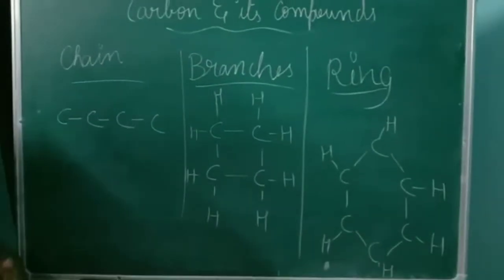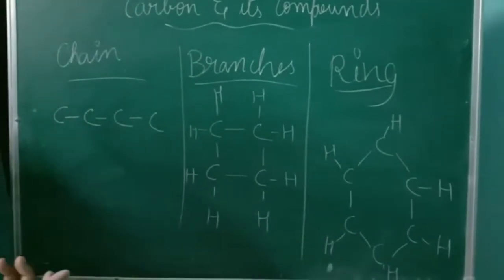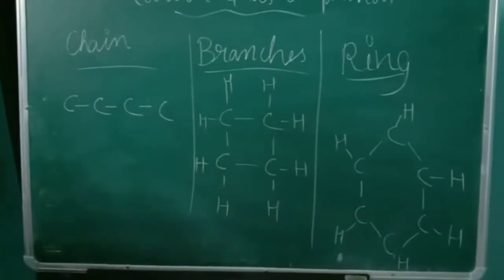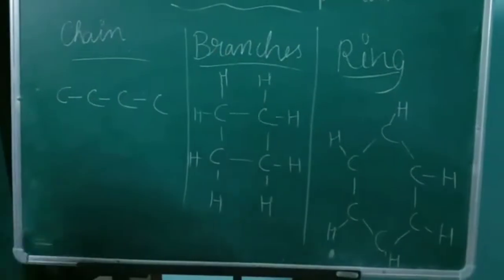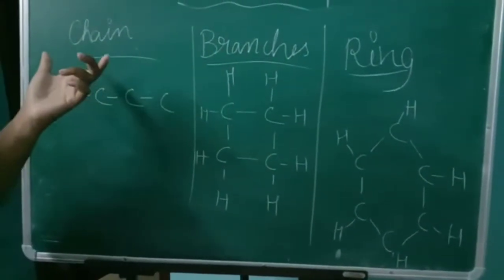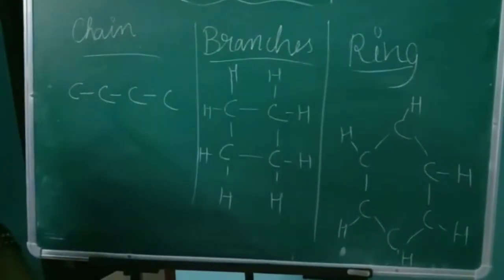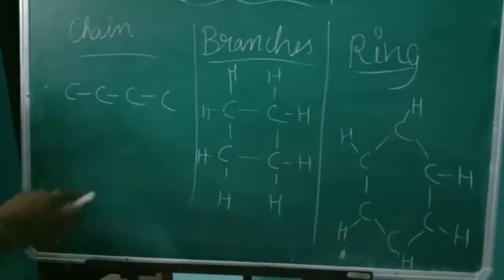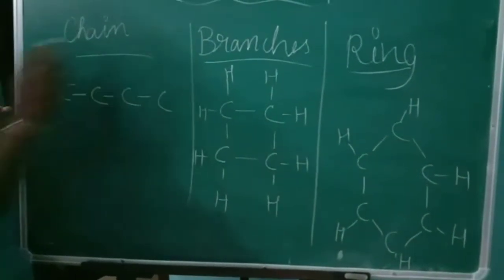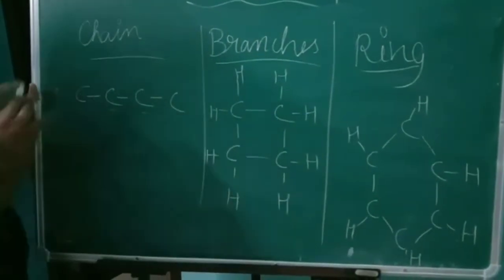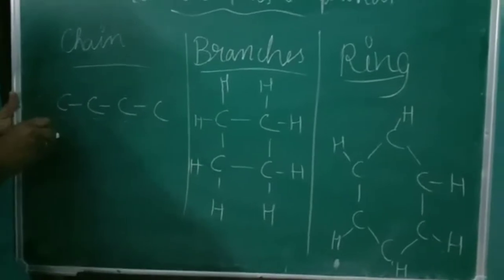Now we shall see some of the types of bond formation by carbon. Carbon forms bonds in three different ways: one is chain form, one more is branches form, and the other is ring form. Here in the first type, the chain type, you can see everything is carbon. And how is that carbon arranged?